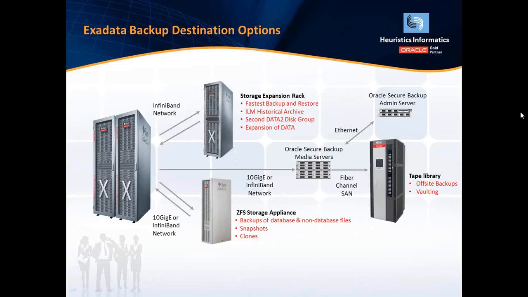Depending on what technologies or what products you use for each of these things, you can use either the 10 gigabit network or the InfiniBand network for setting these things up. For example, if you were to use the ZFS storage appliance, that can connect to the Exadata via the InfiniBand network, which reduces your backup time significantly because it uses a 40 gigabit network versus a 10 gigabit network. Similarly, with an Oracle tape library, I mean, it's all the same concept.